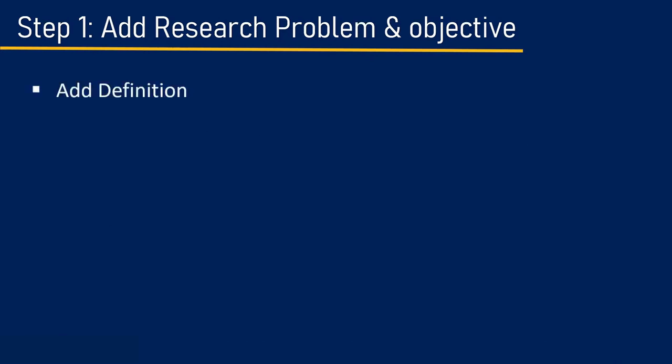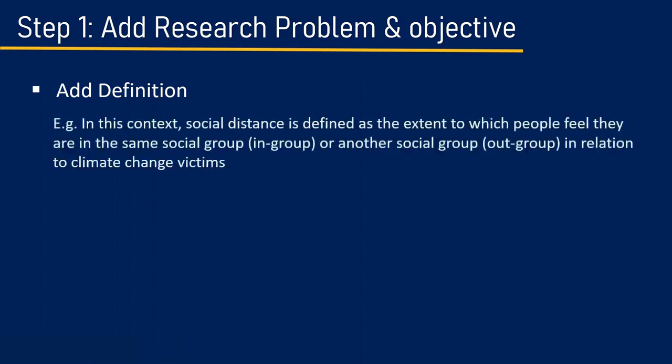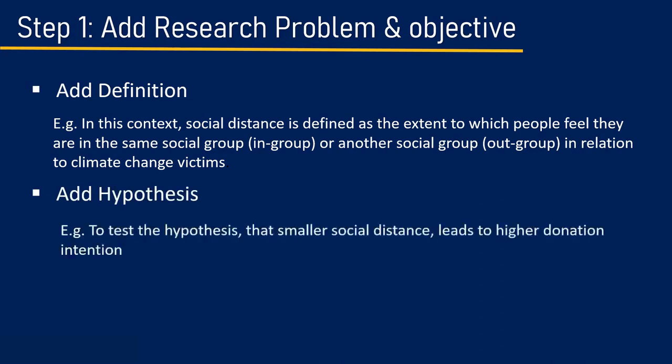Add definition. If your abstract uses specialized terms that would be unfamiliar to the academic readers or that have various different meanings, then give a concise definition. For example, in this context, social distance is defined as the extent to which people feel they are in the same social group, in-group, or another social group, out-group, in relation to climate change victims. Add hypothesis. The study's hypothesis is clearly stated. For example, to test the hypothesis that smaller social distance leads to higher donation intention.